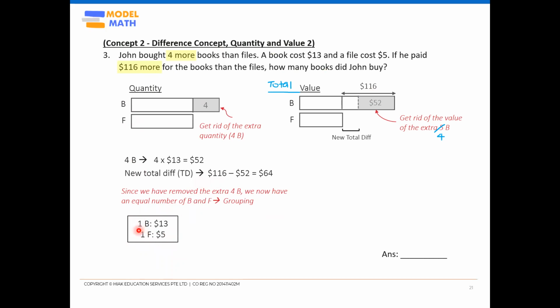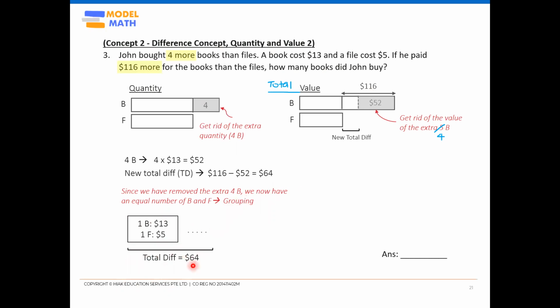So now, of course, one group is not enough to contribute to this difference. So there must be many more groups, dot, dot, dot. All these groups contribute to a new total difference of $64 now. It's important to write this word down, total diff. Because if you just write $64, most likely your next few steps will be wrong, because you might understand wrongly.